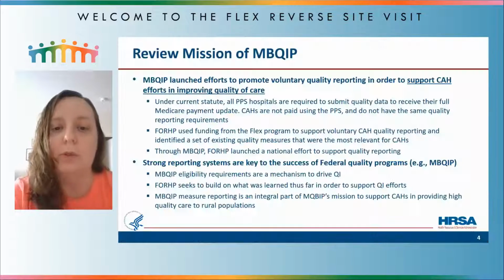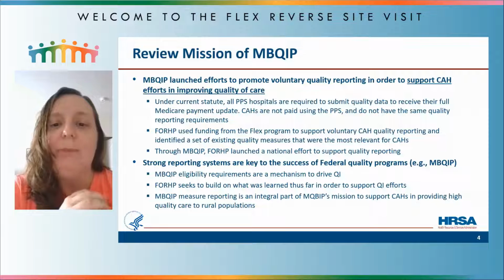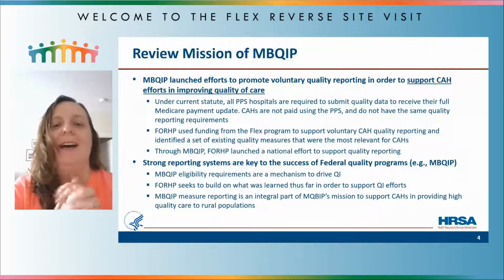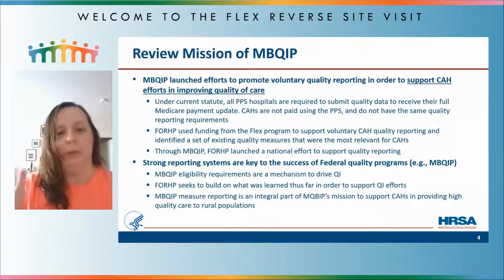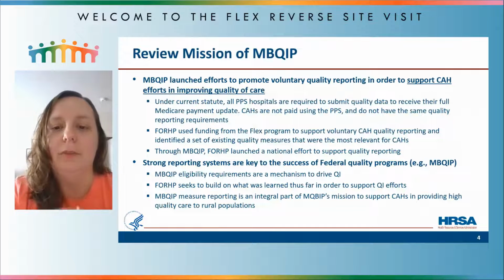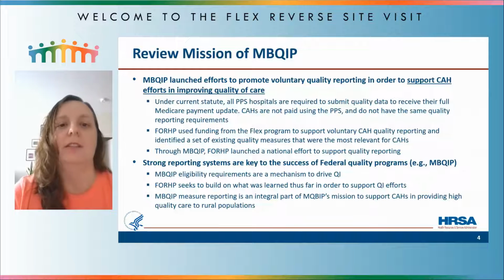Now we've got strong reporting systems, which is really great. We're working on it. And those eligibility requirements were a mechanism to drive that quality improvement. So we're really seeking to build on that. And what we've learned so far, we know MBQIP has been around for a while, and we're really, step by step, getting to the future of MBQIP. But that measure reporting that we've been working on before is an integral part of the mission to support these critical access hospitals and high quality care to those populations.